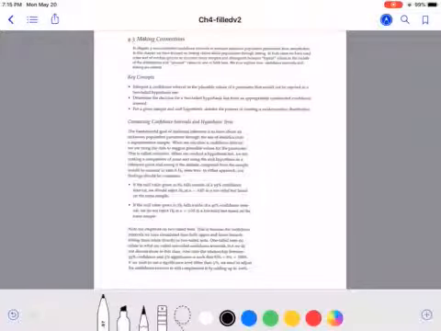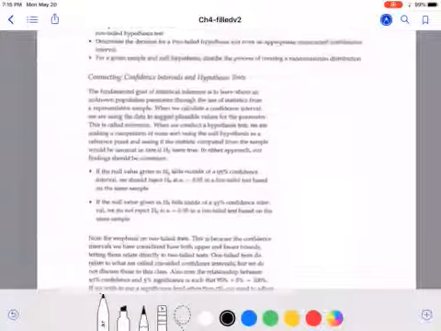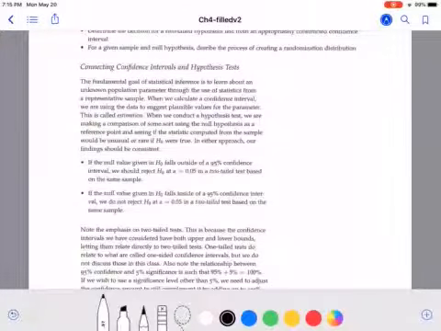One of the things in this section on making connections is looking at how confidence intervals are connected to hypothesis tests. So far, we've explored them as two different concepts, but they actually are related in terms of the information they could tell you.